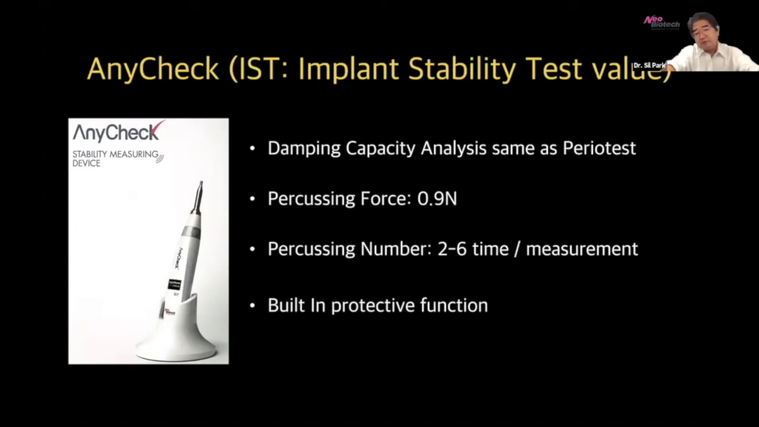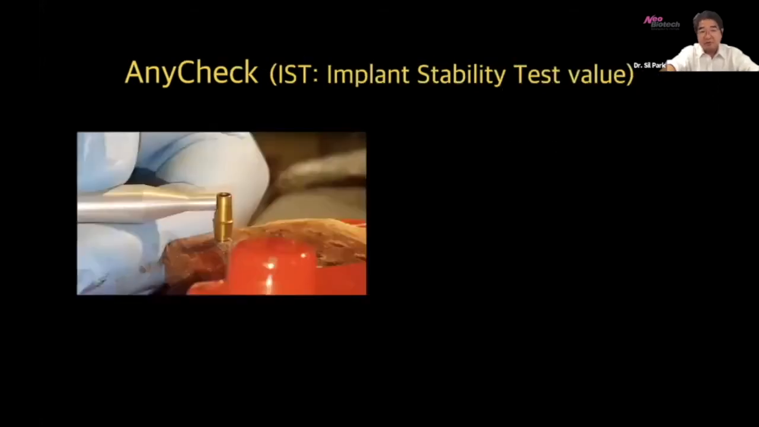So why I put in the 2 to 6 times: if we measure it and the measuring number is more than 60, then it's going to hit 6 times. But if the stability is not good, then it's going to hit only 2 times and stop. So because we want to protect the patient and implant too. So let me show those video clip.